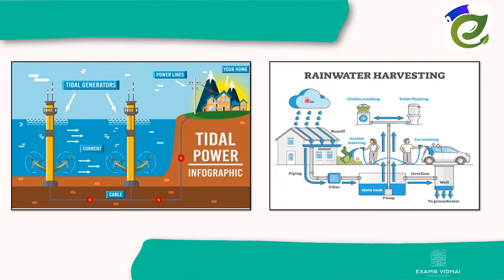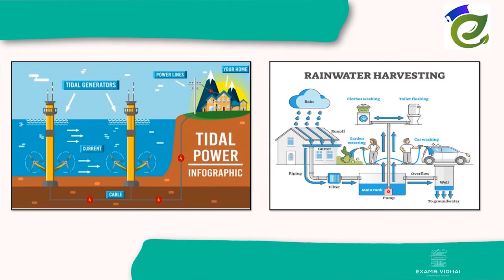Rooftop rainwater harvesting. When rainwater gets collected on the rooftop, it can be transferred to the storage tank through pipes. Often water contains soil particles and impurities. Water should be filtered to remove these impurities. Water stored in the storage tank can be used to fulfill our water needs.